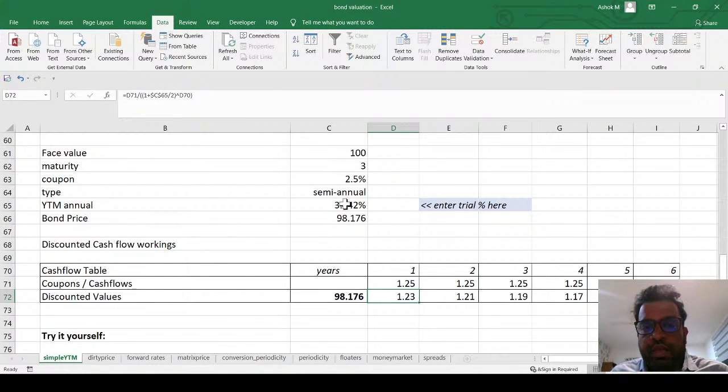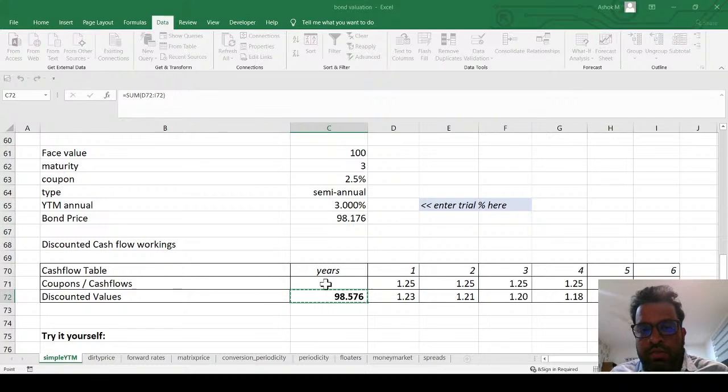And again, the bond price is trading below par, so this rate has to be more than the coupon. So you start with 3%, it's not satisfying, it is not matching this bond price. So what you can do is go to goal seek. I want to set this value, which is a formula, to my target value, that is hard coded here, 98.176. By changing cell, what do you want to change? The dependent cell, this cell should flow into this table.